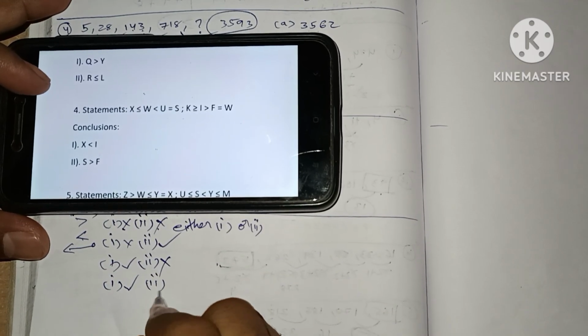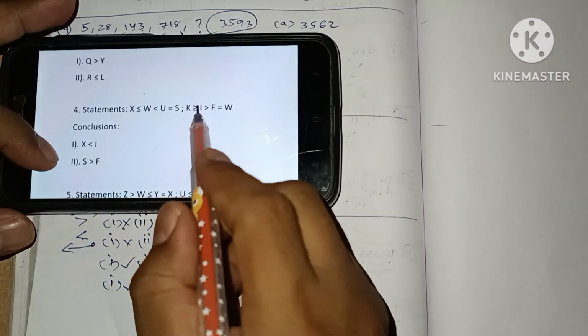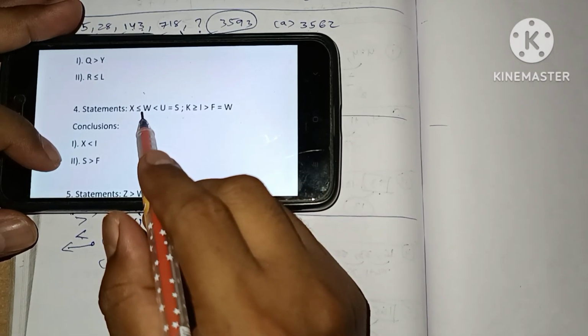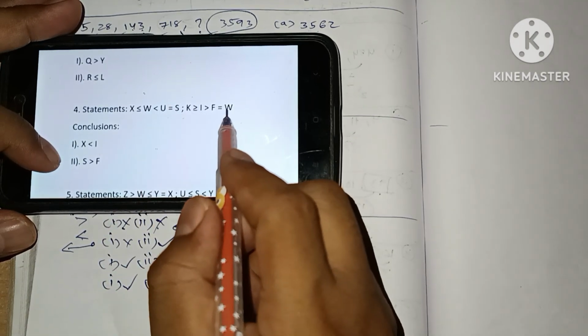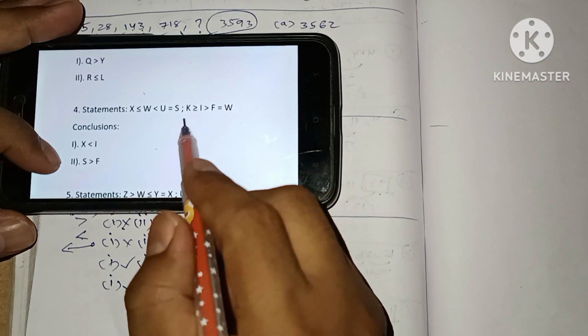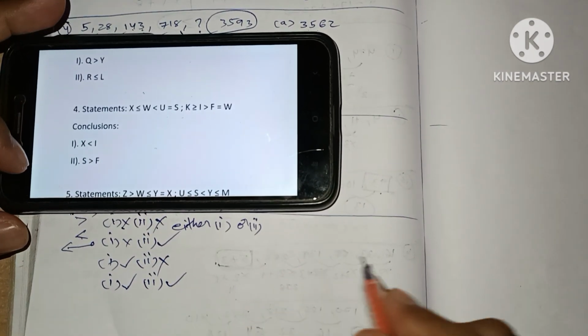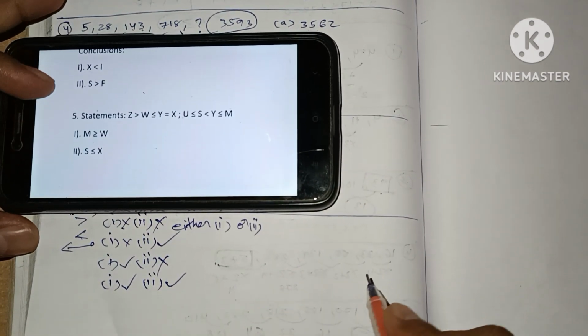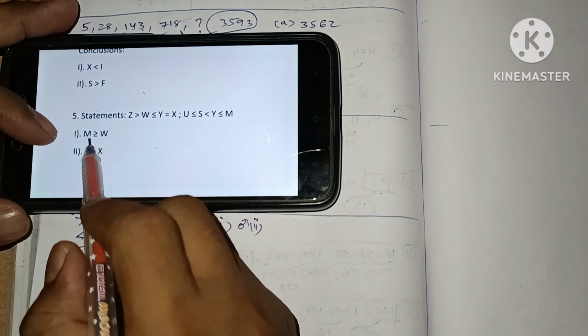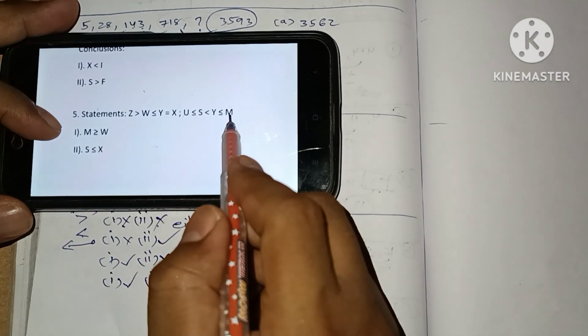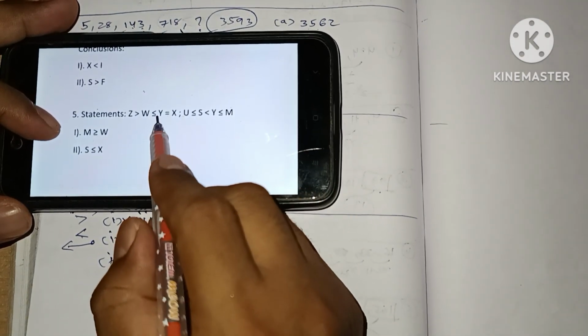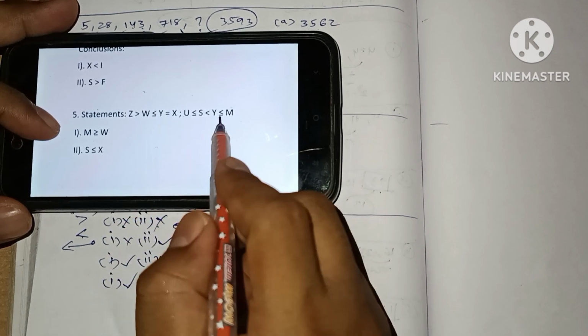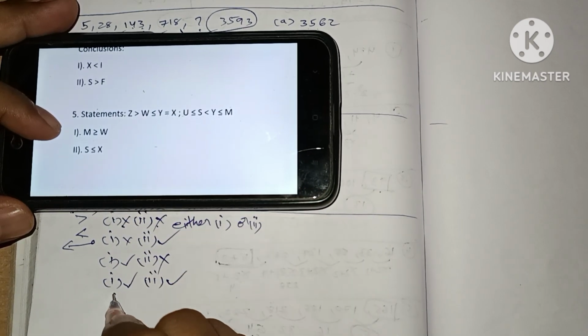Second conclusion, the flow from S to F. From S we can reach to W. From W it is F. So we can able to reach to F. It is also possible. So true. Fifth one, the flow from M to W with everywhere equals to. From M we can reach to Y. From Y we can reach to W. Here is equal to and here is also equal to. So first conclusion will be true.